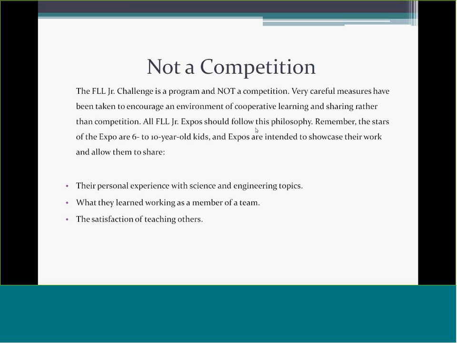It allows them to share their personal experience with science and engineering topics, show what they learned as a member of a team, and feel the satisfaction of teaching others. So it's not just about the project itself, it's about giving them a chance to get out there and show what they know and be part of a team.